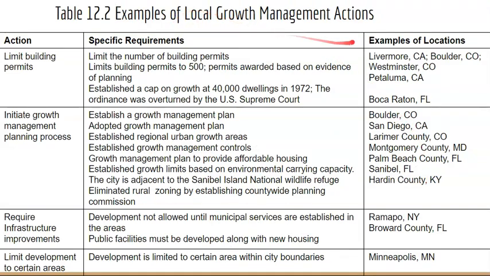And then local growth management actions. One of the actions could be limiting building permits. So that could limit the amount of building permits to like 500, to limit how many buildings we have in specific areas. This is really common in some towns that want to stay kind of towns and not big cities. So Livermore, California, Boulder, Colorado, places like that. All right, you can pause to read the rest of those there.